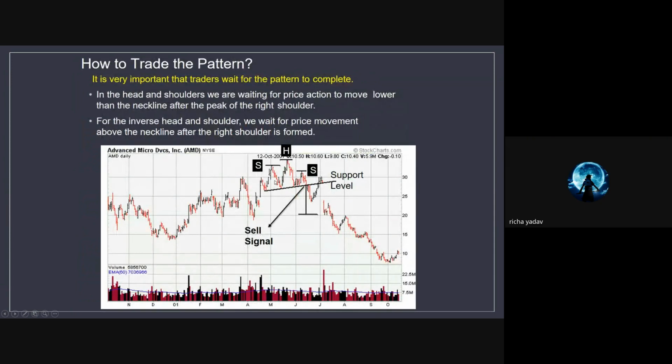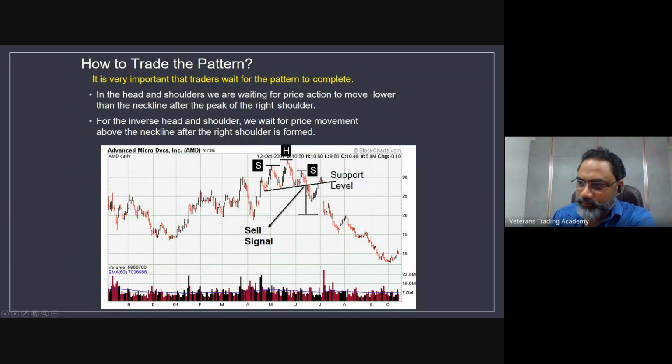Can you please repeat the target and stop loss for the head and shoulder pattern? So I will cover it in this slide again. How do we trade this pattern? Let's suppose in this slide we can see this is the left shoulder, this is the head, and this is the right shoulder. What happens when we see that this level is breaking down, or about to break down, or we get some sell signal because of a candlestick pattern? We take a short trade here.